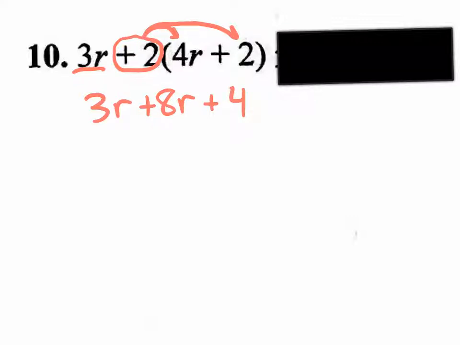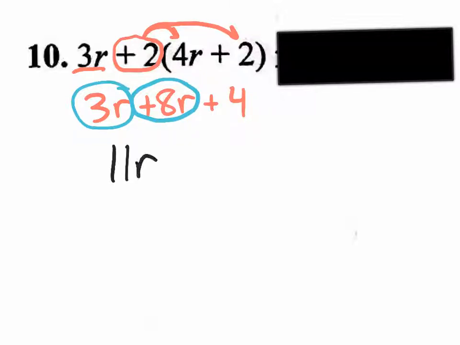So after distributing, you have to look at your 3 terms and see if any of them are alike. Yeah, the first 2 are alike. The 3r, you could actually add it with that +8r. So when you combine those, you get 11r. So we're going to have an 11r plus 4. You can't really add the r's and the 4. So that's as far as we could simplify the left side.